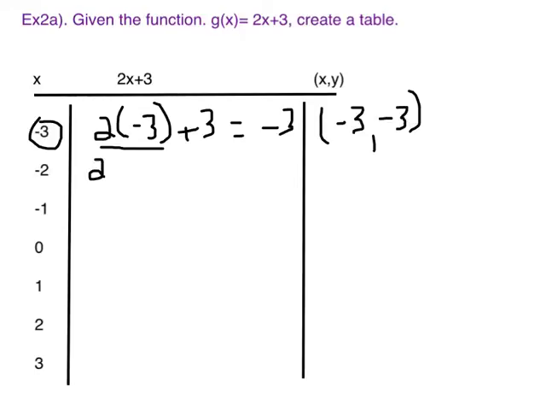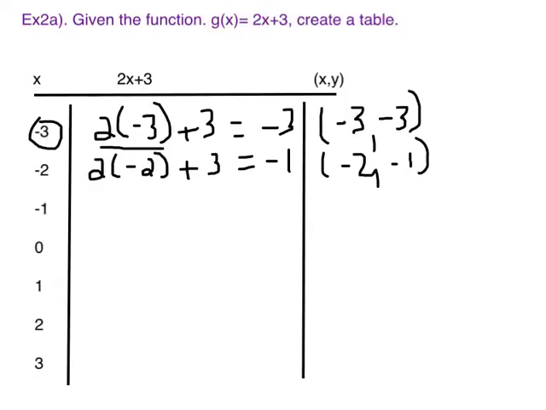Let's do another one here. The next one I take 2, and this time I'm going to input negative 2 and add 3. What I get from here is negative 4 plus 3 is a negative 1. So if I put in negative 2, I actually get a negative 1 as my output. All right, pause the video now and finish the rest of that table.